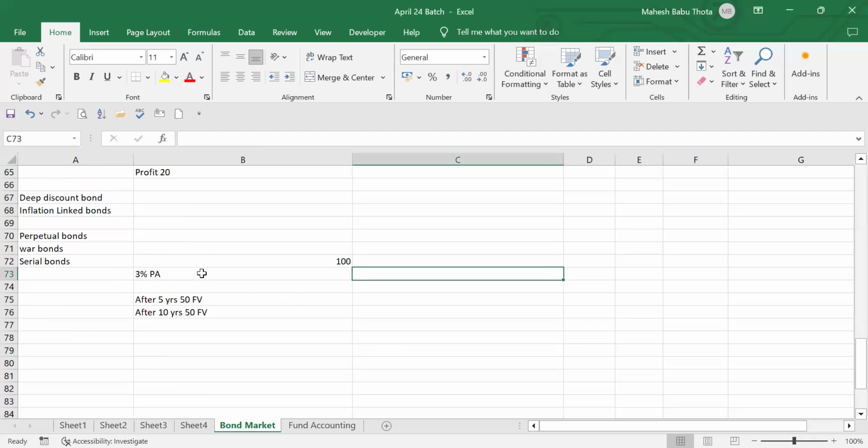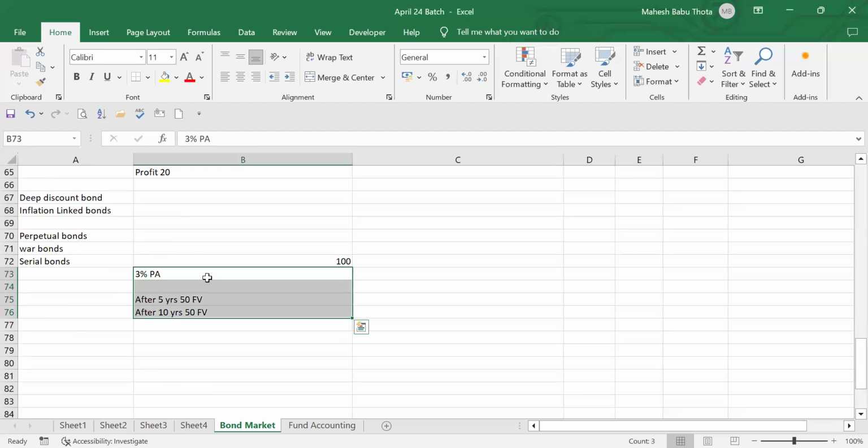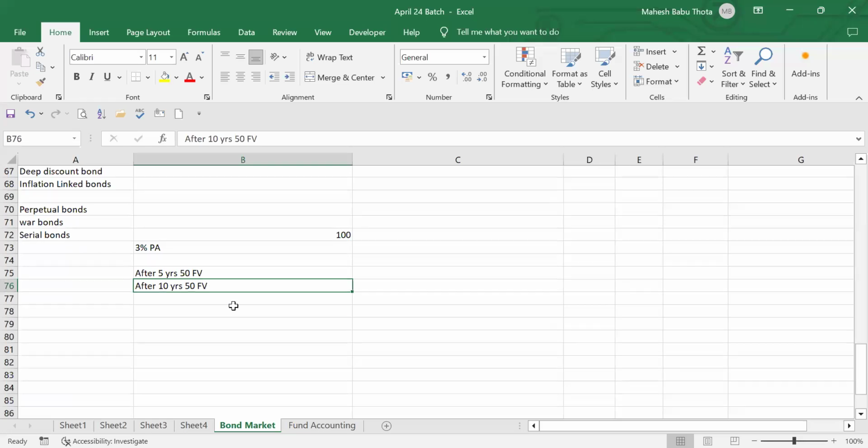In case of serial bonds, maybe there will be payment of interest only on balance figures. Suppose 3% per annum. For the first 5 years we will get 3% on this 100 rupees, and for the remaining 5 years I'll get interest for the remaining 50 rupees only. Yes, understood. Yeah, that's the most fair one.